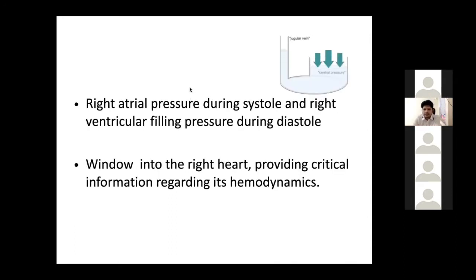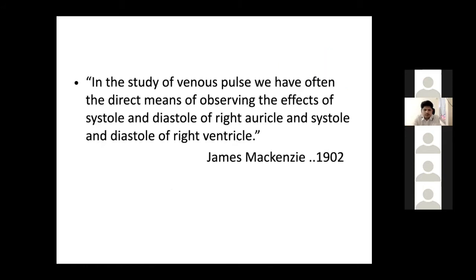So it denotes the right atrial pressure during the systole and the right ventricular filling pressure during the diastole. So it can be the right atrial pressure or the right ventricular pressure. You can see the image above. It is a jugular vein, and it's a balance between the central venous pressure, which is very important, and it is a window to the right heart, and it tells all the hemodynamics which are happening in the right heart. Now, Mackenzie in 1902 said that in the study of the venous pulse, we often have direct means of observing the effects of systole and diastole of the right atrium and the right ventricle.